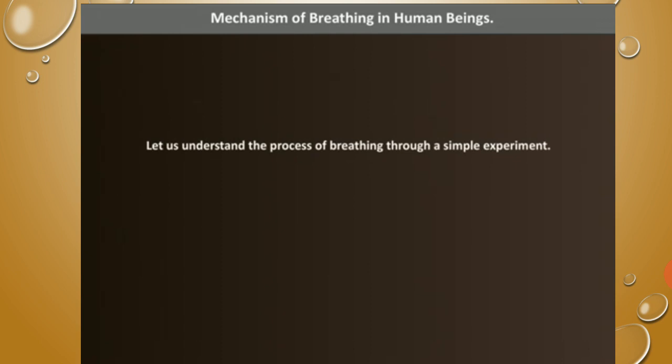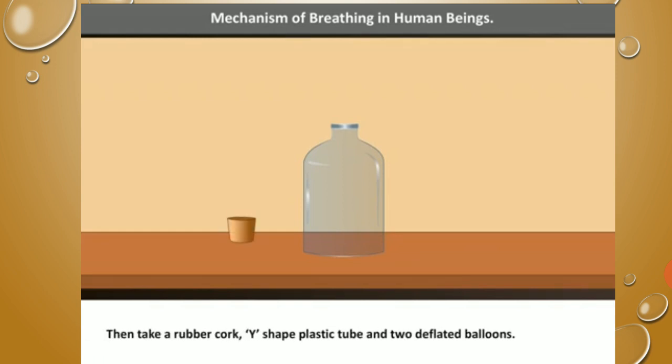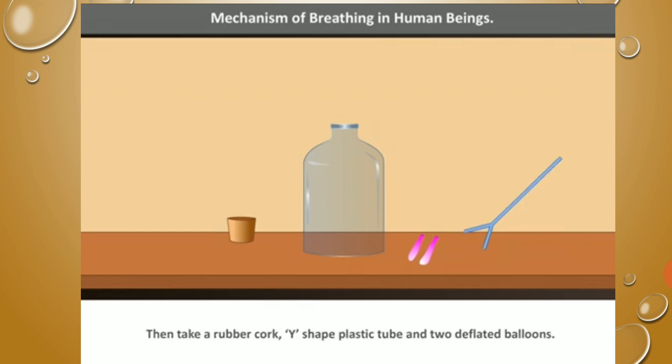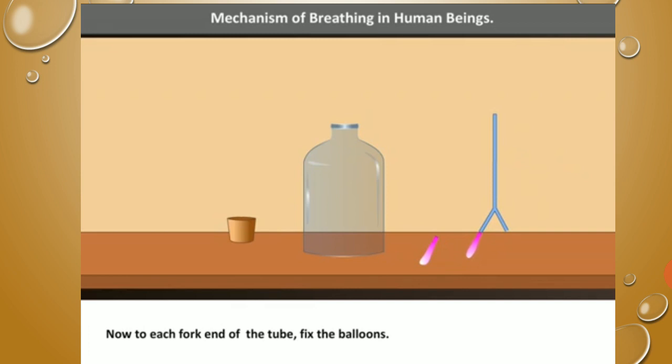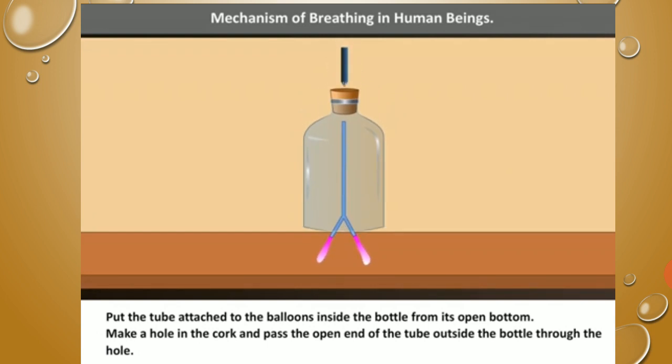Let us understand the process of breathing through a simple experiment. Take a transparent plastic bottle. Remove its bottom. Then take a rubber ball, a Y-shaped plastic tube and two deflated balloons. Now to each fork end of the tube, fix the balloons. Cap the bottle with cork. Put the tube attached to the balloons inside the bottle from its open bottom. Make a hole in the cork and pass the open end of the tube outside the bottle through the hole.